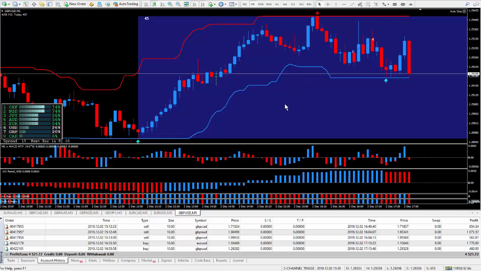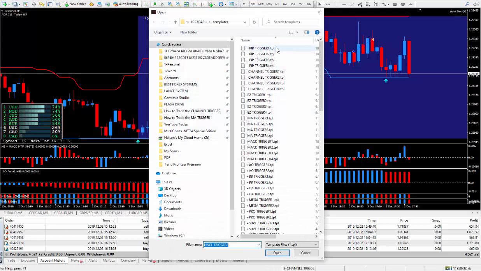And to grab the pips and extract the money from the market, I love using the channel trigger. Actually, my pip trigger I like just a tiny bit more, but the channel trigger comes pretty close as far as I'm concerned. As I said a few times, this pip trigger is great for trend trading, and this one here is great for channel trading or sideways.